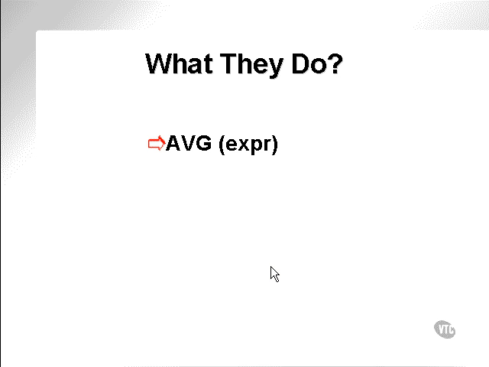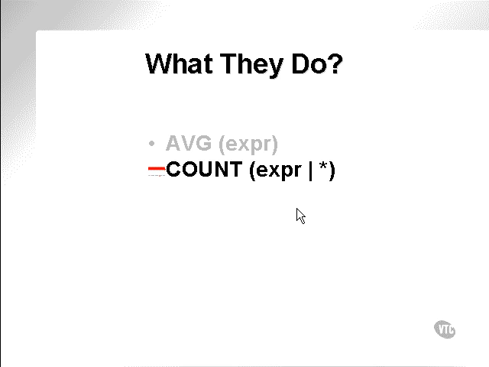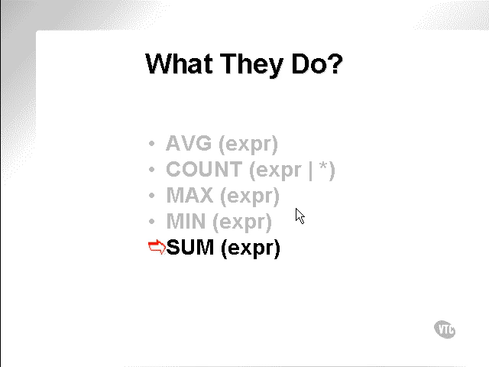How do we deal with average? Average is applied to an expression. Here's a simple average function, the average of the standard price on the seating map. Count, as we've seen a number of times before, will count on an expression or everything. Max gives the maximum value of an expression. Same applies to minimum, and the same applies to sum.